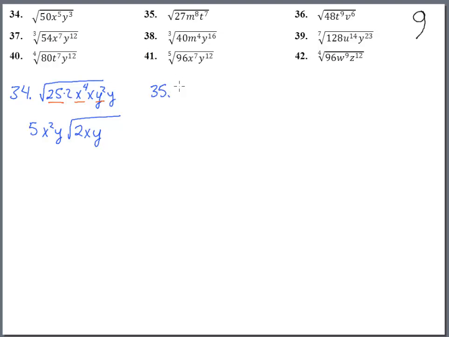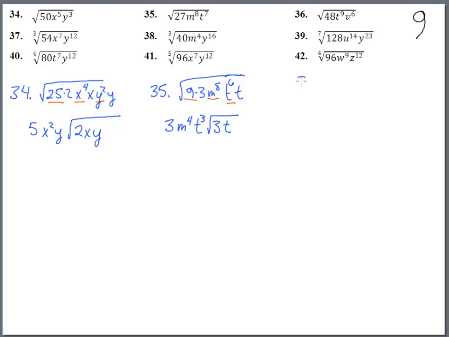Number 35. Square root of 27 m to the 8th t to the 7th. Now this is 9 times 3. 9 is a perfect square. M to the 8th is a perfect square and can come out, and t to the 6th is a perfect square. So when they come out, we get 3 m to the 4th t cubed. The square root of 3 is still in there, and the t is still in there, and those can't be simplified anymore.